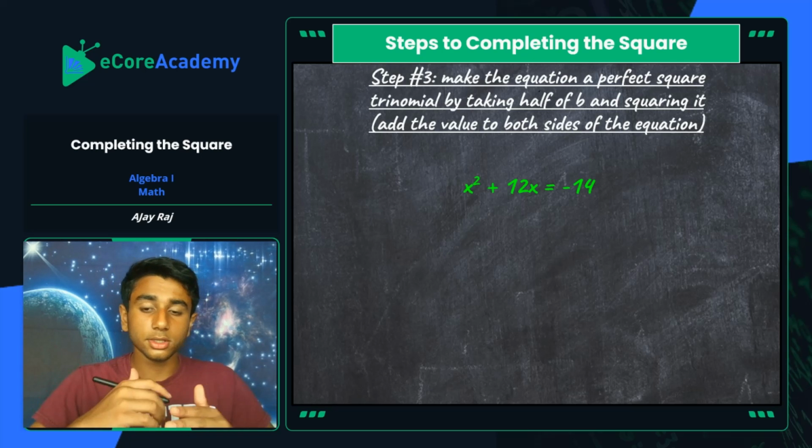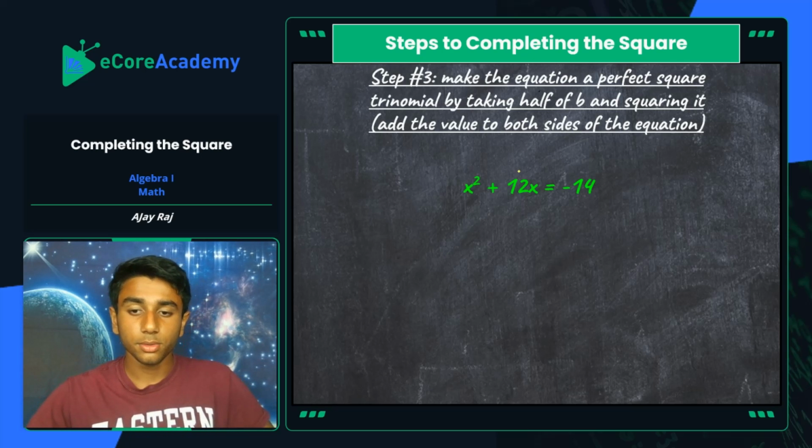So what we're going to do here is take this b value, whatever's being multiplied to the x, the regular x to the first. That's 12, that's our b value. We're going to divide it in half and then square that value. And once we square that value, we're going to add it to both sides of the equation. Now, why exactly are we doing that?